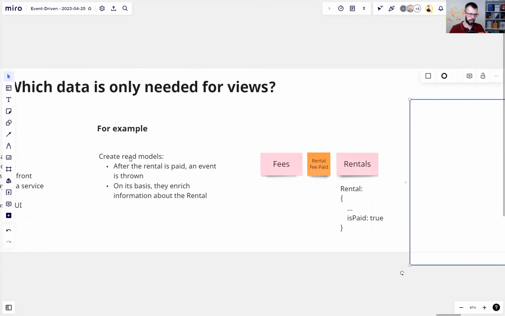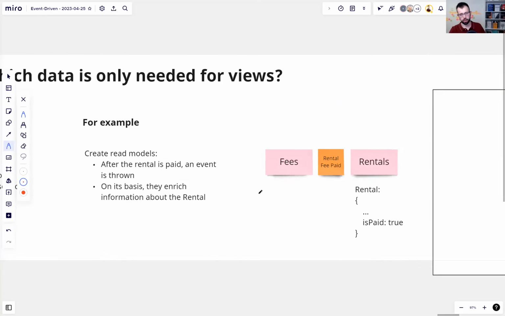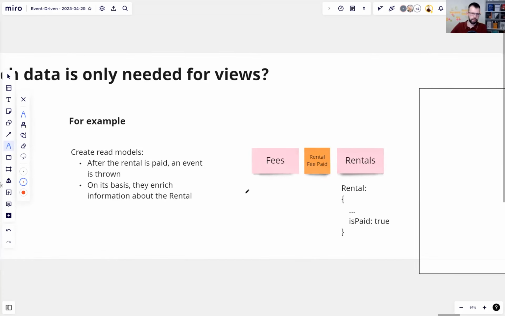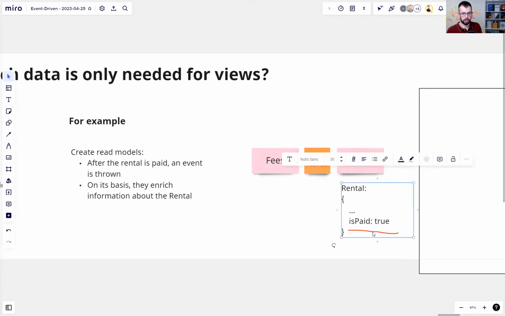With read models, we can also enrich some existing data. For example, we get information that the rental fee was paid, and we will have information on our rental that paid is true. So we'll have information to show on the front end that a particular rental is paid. Of course, it could be an additional read model, or handled differently in the database. The important part is that it can be part of the read model.